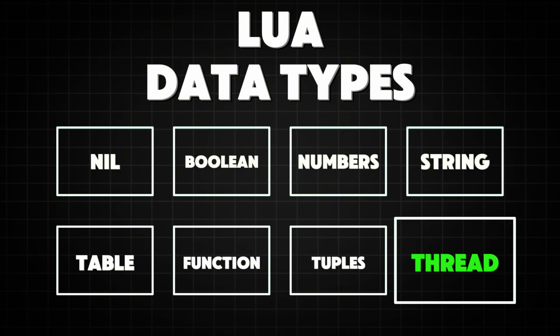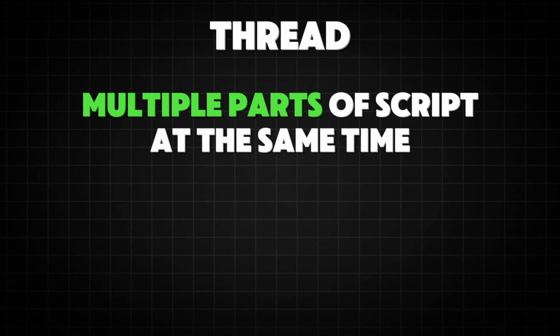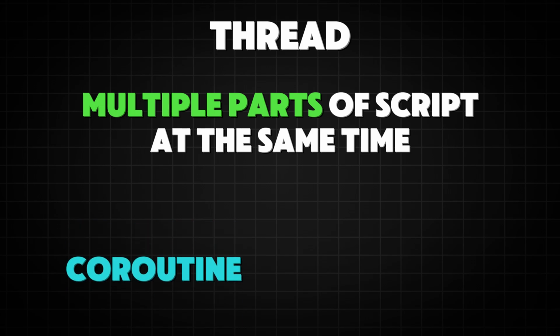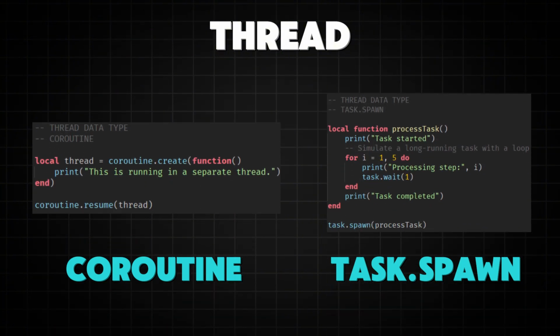Lastly, we have threads. In Roblox Lua, a thread is a way to run multiple parts of a script at the same time. This is done using coroutines. You can also use task.spawn. Let me give you an example. In this example, both of them allow us to run that block of code separately from the rest of the script. While they do have that similarity, they also have their own differences.